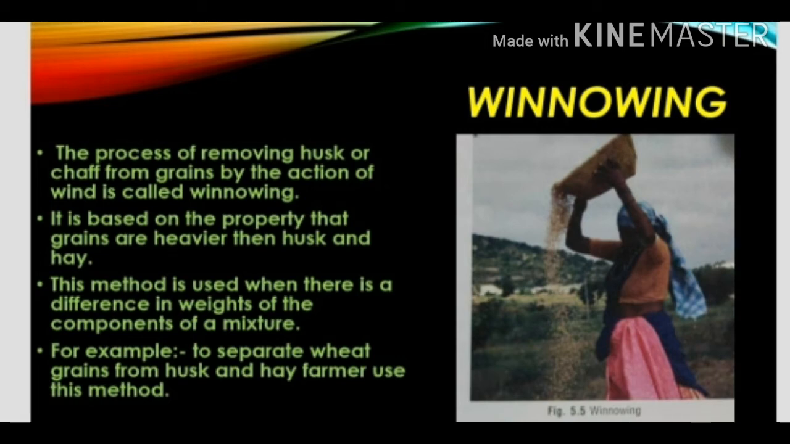For example, to separate wheat grains from husk and hay, the farmer drops the mixture from a height. The lighter husk and hay are carried by the wind to a distance and make a heap at a distant place, and the wheat grains, because they are heavier, fall almost vertically to form a separate heap.